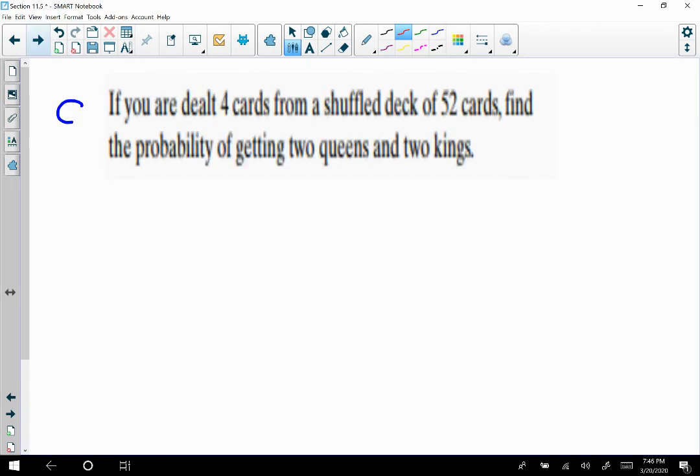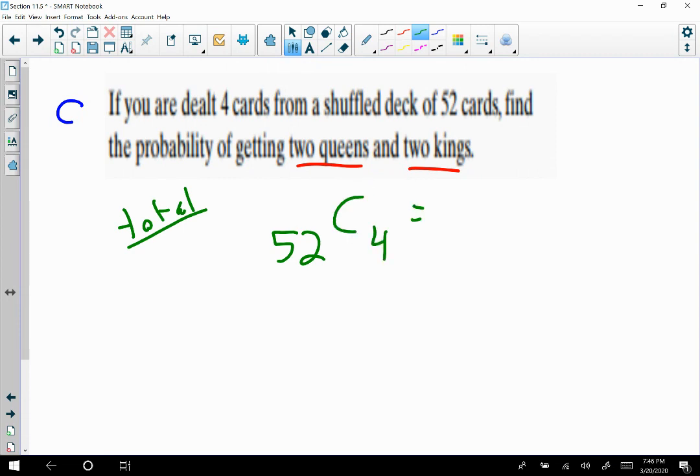Okay, this is a similar problem, although when we get to the event, if you notice, it says 2 queens and 2 kings. This is a bear problem. Okay, once we get to the event, a lot like what we just did with the Democrats and the Republicans, it's a bear problem. All right, first things first. Total. So this time, again, we have 52 cards, but this time we're choosing 4. So let's go to our calculator.